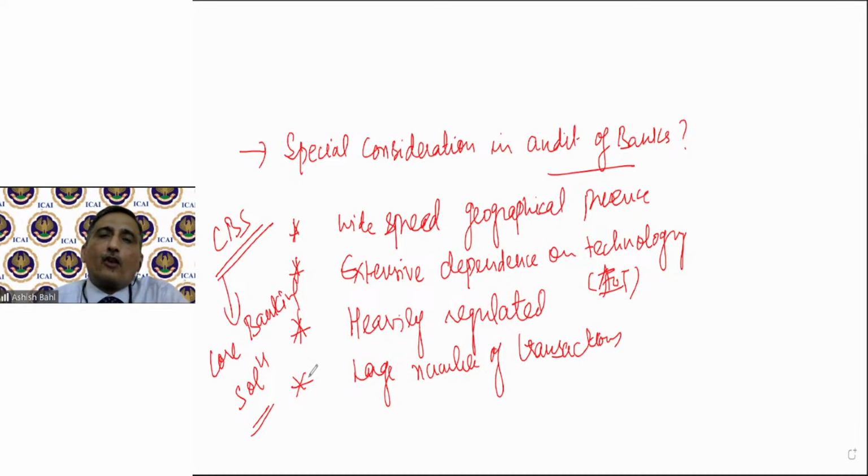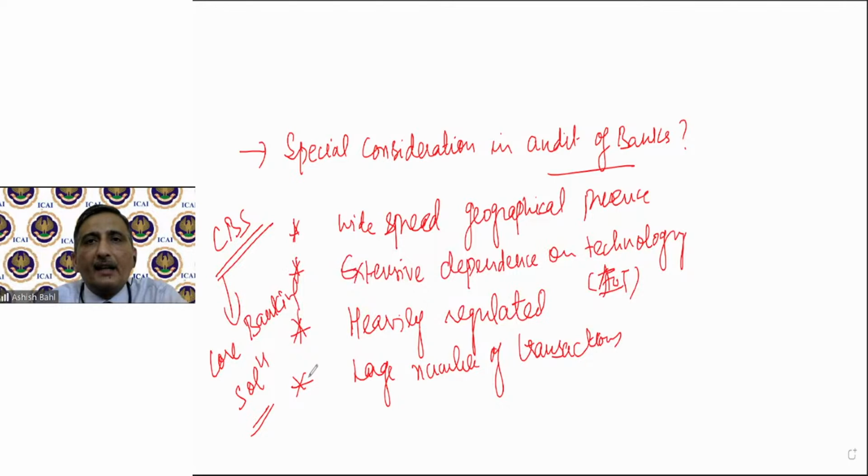But from examination point of view, you have to keep in mind these 5 points, that these are the special considerations which arise in audit of banks. Why we are studying bank audit as a separate topic? It is because of these special considerations which play out and which have to be taken care of by an auditor while auditing banks.